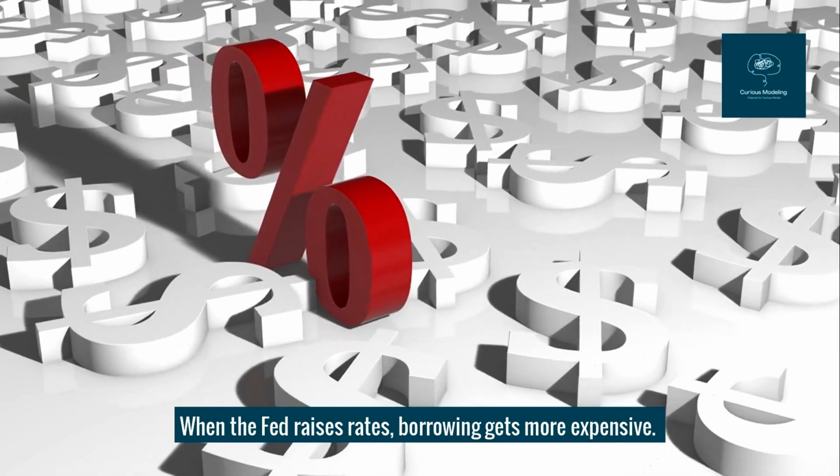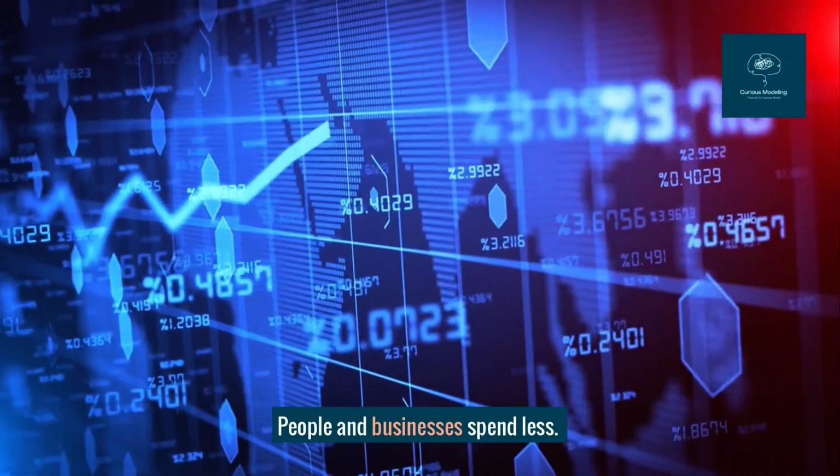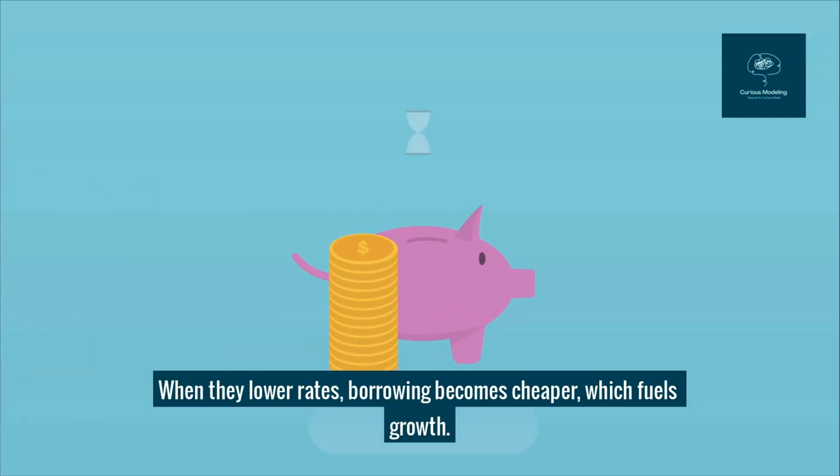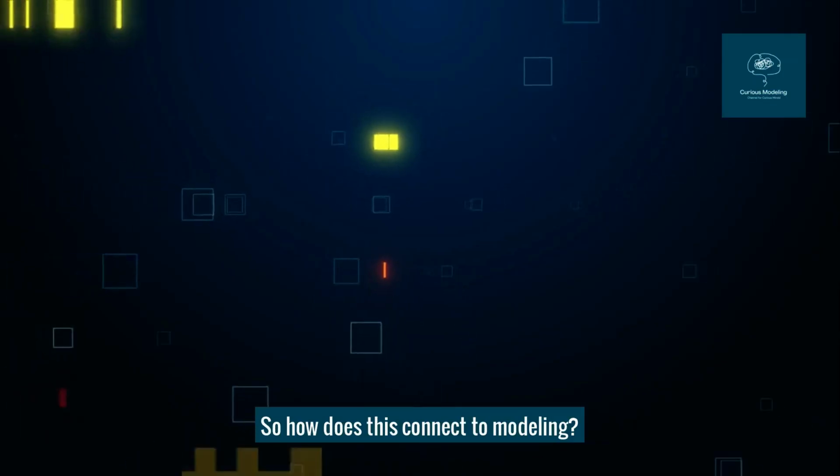When the Fed raises rates, borrowing gets more expensive. People and businesses spend less. When they lower rates, borrowing becomes cheaper, which fuels growth. So how does this connect to modeling?